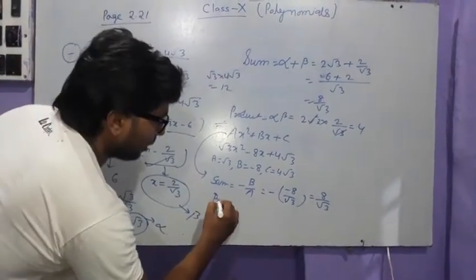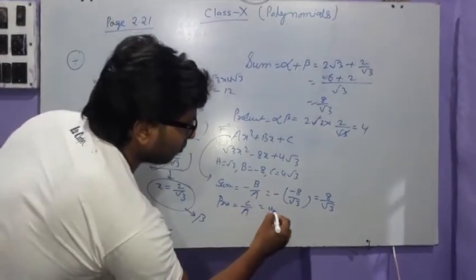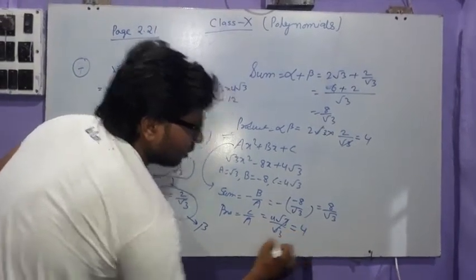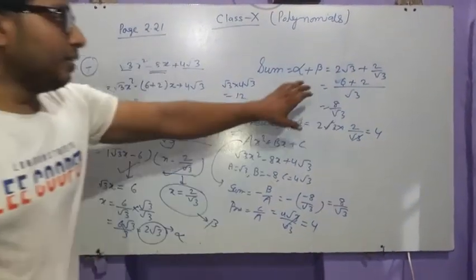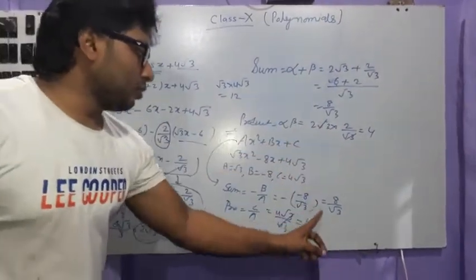Okay, and the product will be c by a according to the formula. So what is c? c is 4 root 3 and a is root 3. Root 3 cancels out, so 4. So here we have verified this is the sum and this is the product.